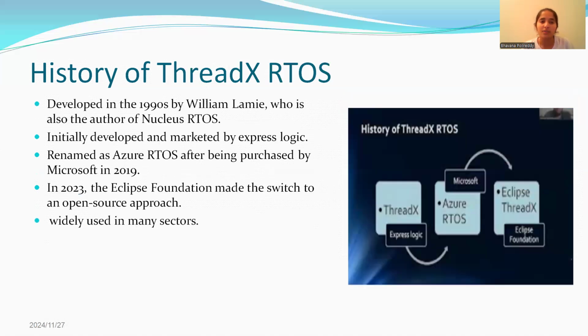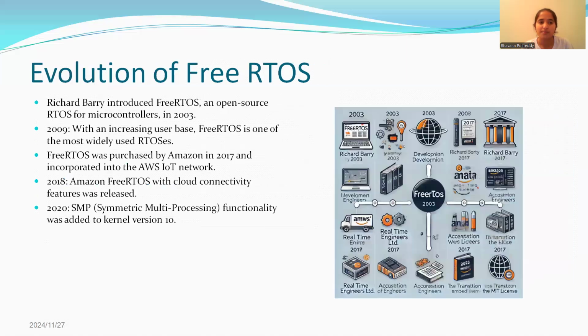Next, we are going to learn about the history of ThreadX RTOS. ThreadX RTOS was initially developed in the 1990s by William Lamie, who is also the author of Nucleus RTOS, and it was initially developed and marketed by Express Logic. After this, Microsoft purchased it in 2019, and it was renamed to Azure RTOS. And ThreadX is widely used in many other applications.